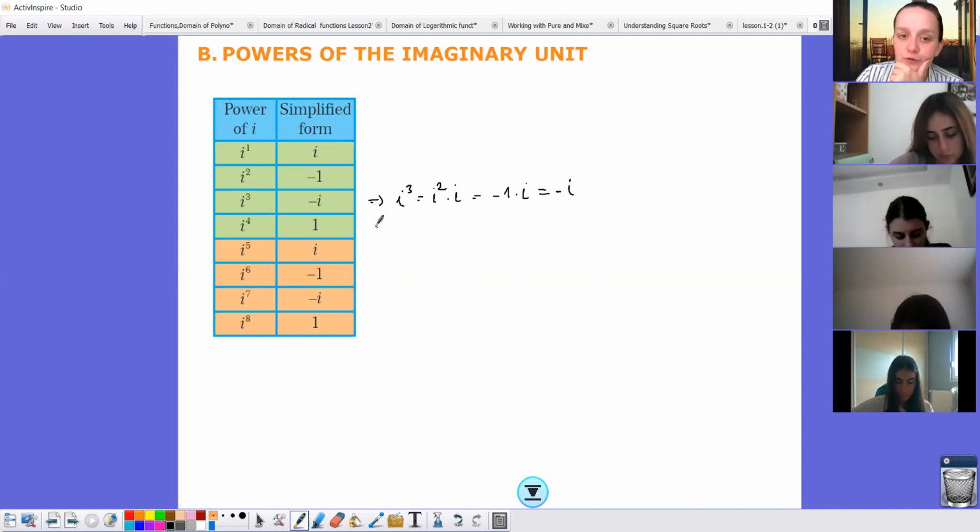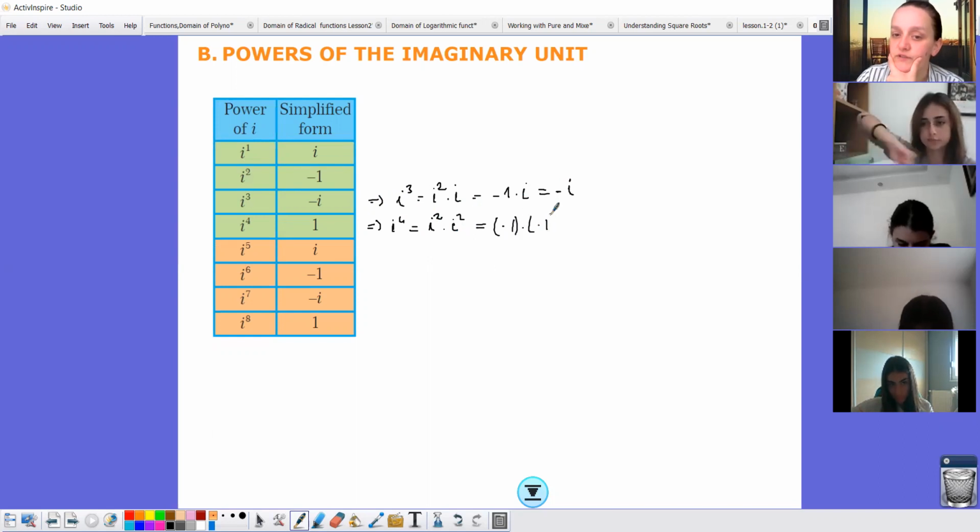And I to the power of 4, how can I write I to the power of 4? How have they found that I to the power of 4 is 1? I can write it as I squared times I squared, or you can write I cubed times I. Any of them you can choose, but I squared times I squared is easier because we know that I squared is -1. So it will be -1 times -1, which is 1. So I to the power of 4 is 1 always.